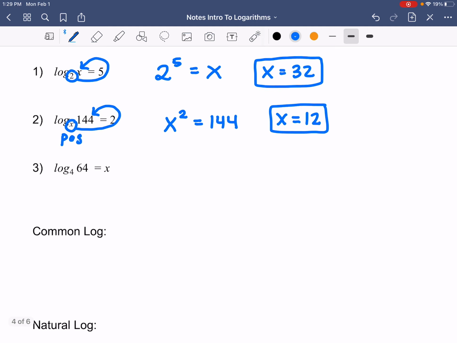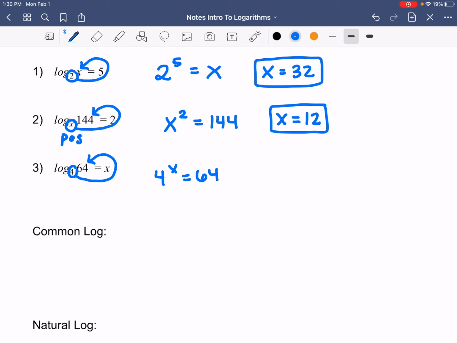Last little solving example. We don't really get into solving stuff till next week. These are just kind of like little mini examples. We have a log base 4 of 64 equals x. So now it becomes log base 4 exponent. 4 to the power of x equals 64.